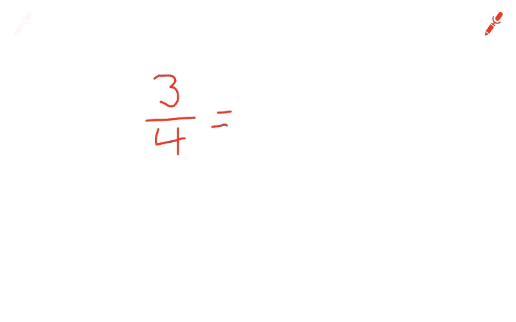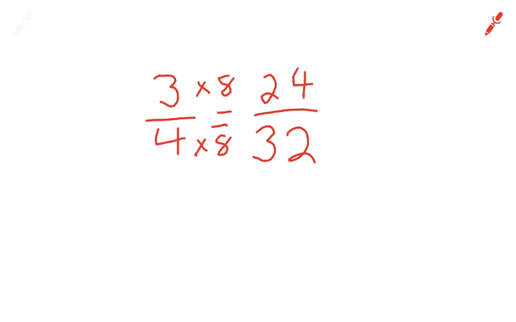And it's asking us to fill in what should be above the 32. Now, we've got to ask ourselves, 4 times what will be 32? Now, 4 times 8 is 32. So if we do this times 8, we have to do this times 8. Whatever we do on the bottom, we've got to do on the top. That will give us 24. That is our answer there. Correct.